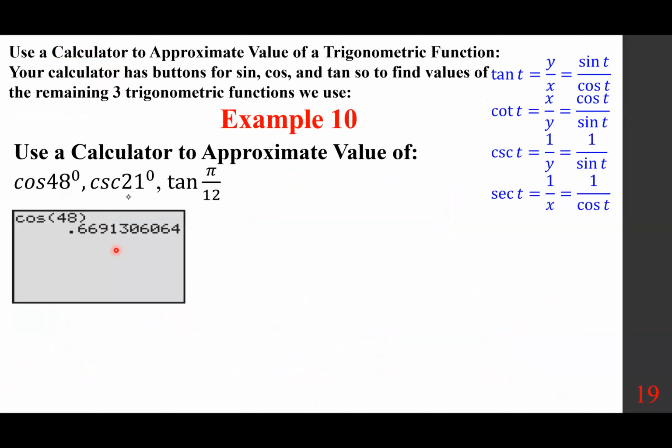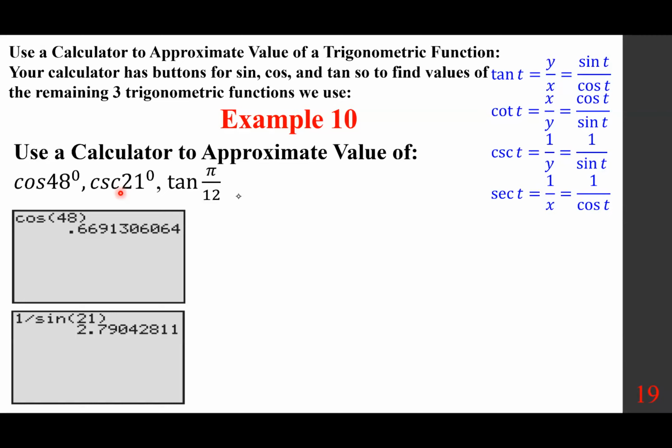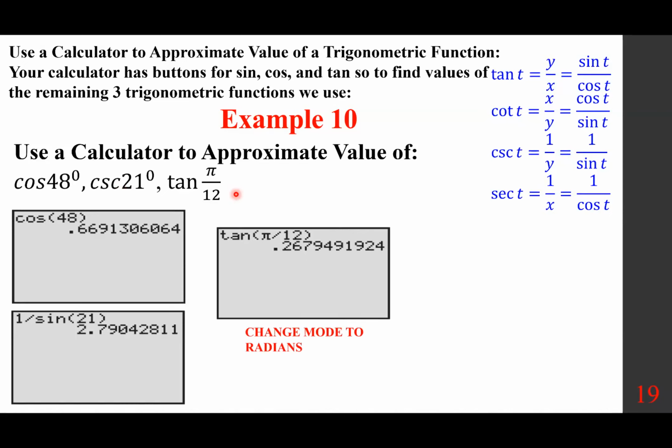You want cosecant of 21 degrees. You know, cosecant is the reciprocal of sine, so you put 1 over sine of 21, and you come up with the answer. Now, tan of pi over 12, what I want to make a point of, you put tan of pi over 12, you come up with the answer. It's important to change the mode to radian.